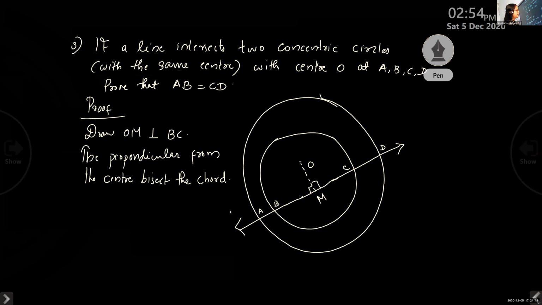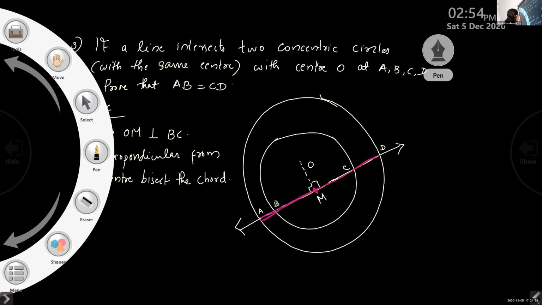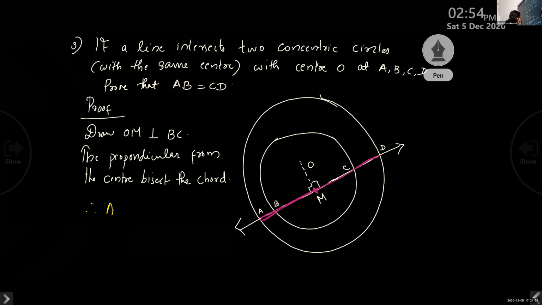So children, AM bisect means it will be equal. So AM equal to DM, correct? AM equal to DM. Clear, children? And see, that is a big chord, no? That is for the outer circle. But in the inner circle also it bisects.